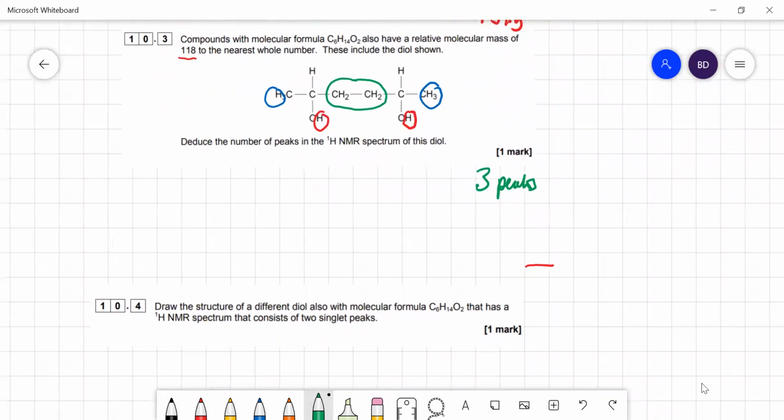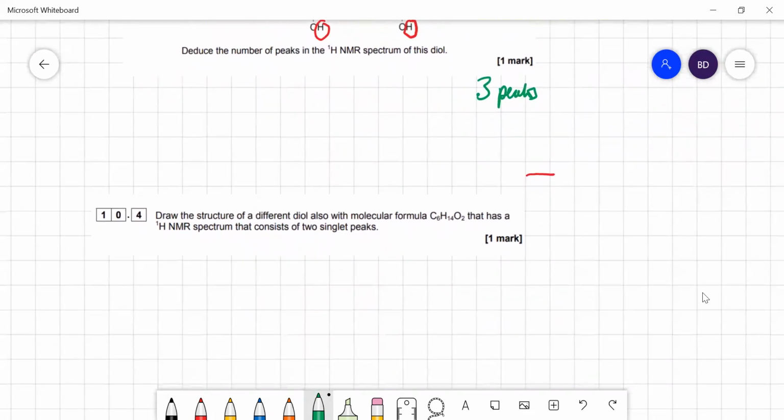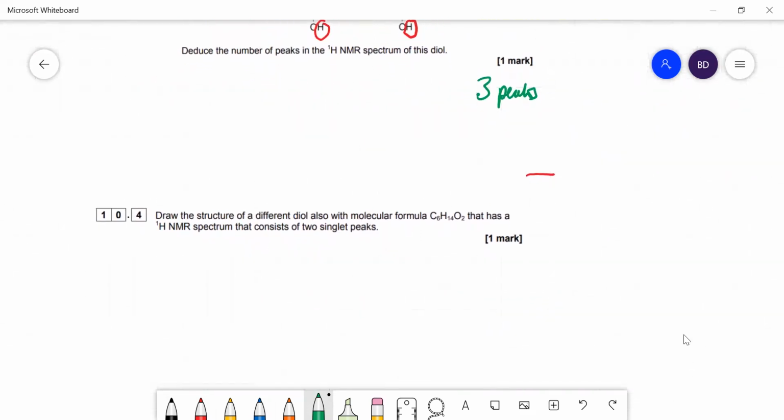Draw the structure of a different diol, also with molecular formula C6H14O2, that has a 1H spectrum consisting of 2 singlet peaks. So we can see it's a diol and there are no double bonds in that, because look at the ratio, it's CnH2n plus 2, no double bonds. Now there is only going to be 2 singlet peaks. That means when you've got 6 protons and you've only got 2 peaks, there must be quite a bit of symmetry going on there to make it so that you don't have that many peaks.